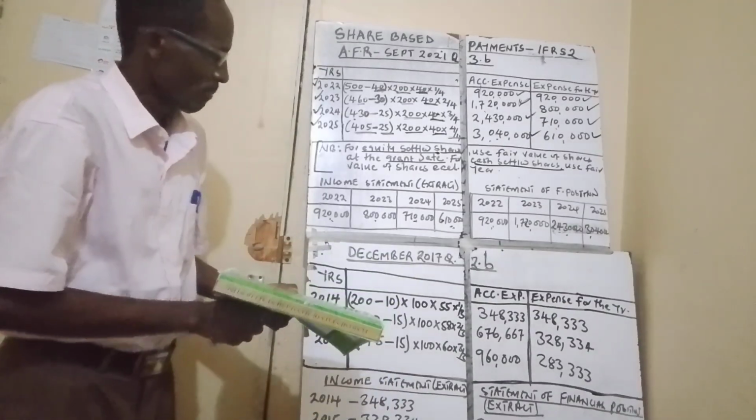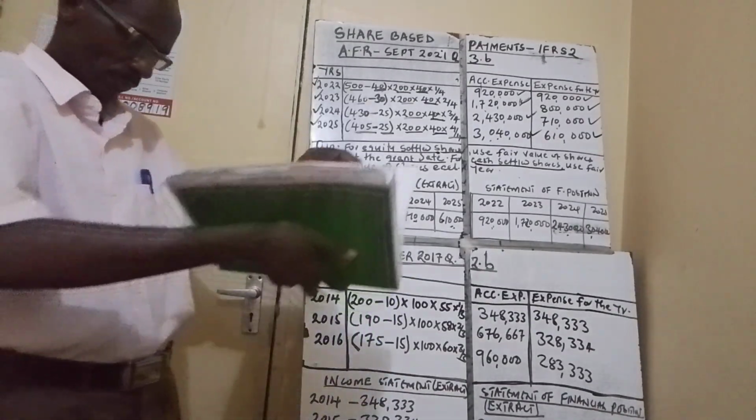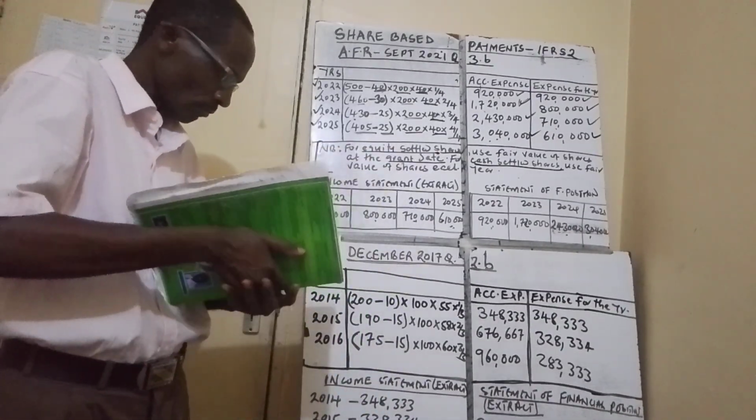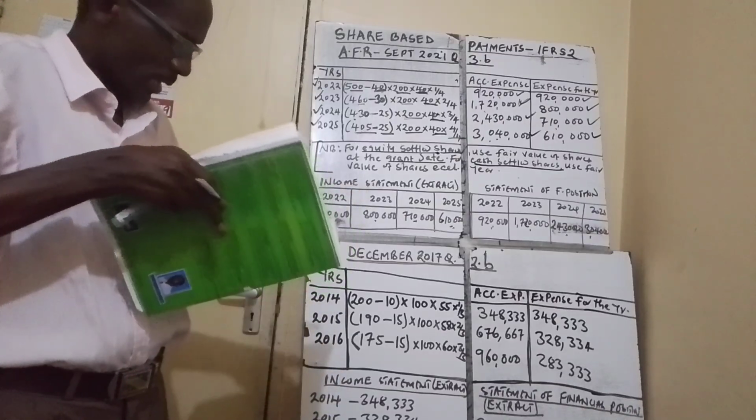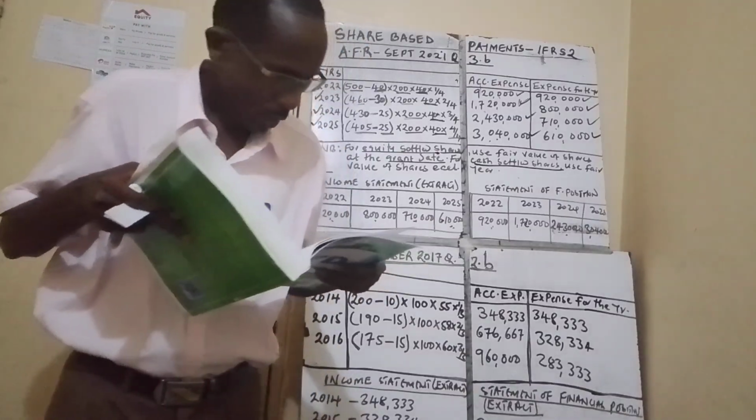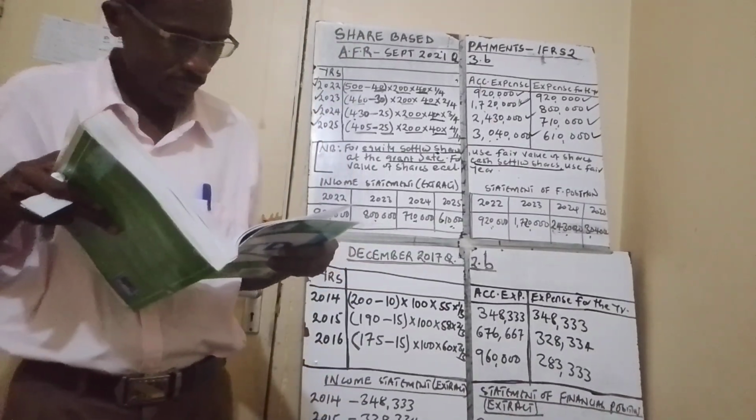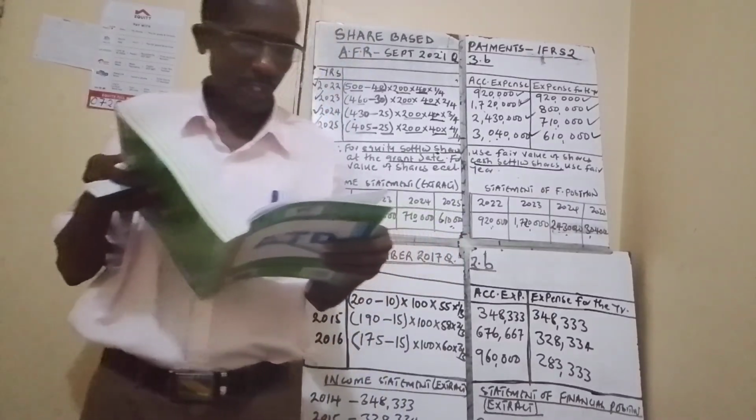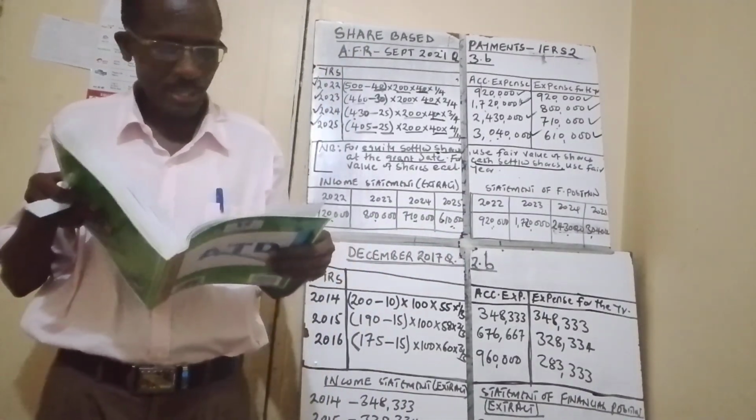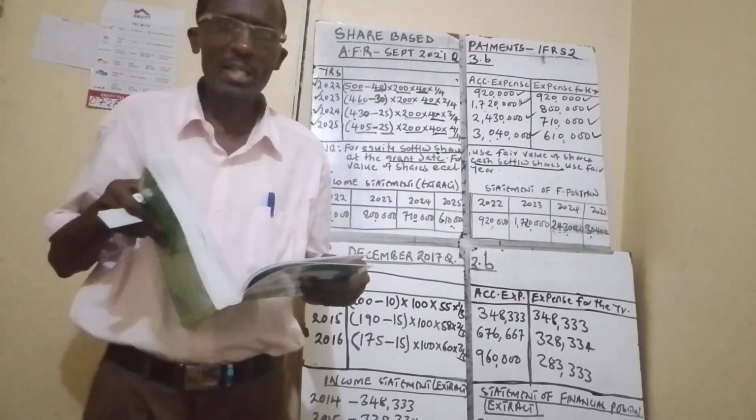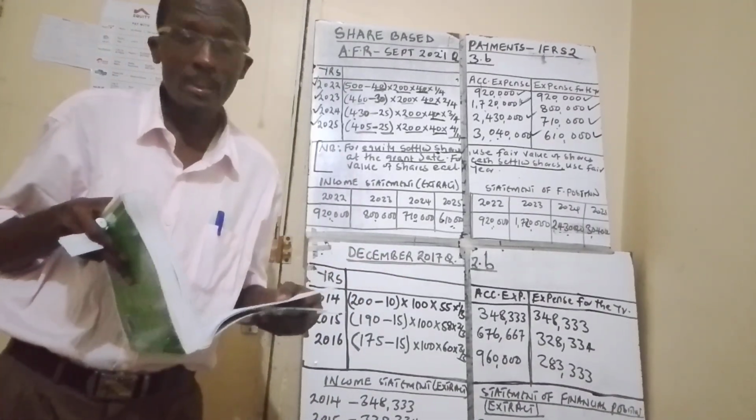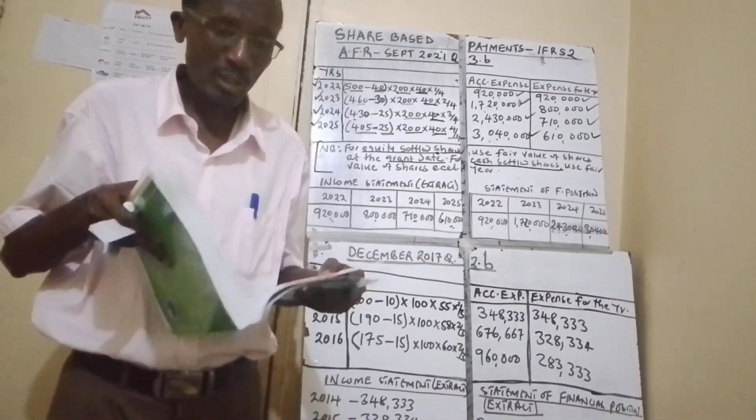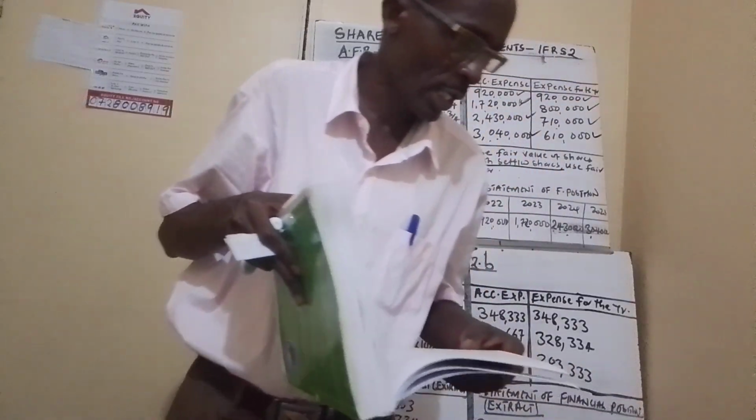Let's move to December 2017. Question 2B. It should be there. I read it for you. On 1st January 2014, R Limited promised to pay its 200 employees a bonus in cash. So a bonus in cash. It's not equity. They are not being granted. They are not being paid in terms of equity. They are being paid a bonus in cash. So that is a cash settled share based.